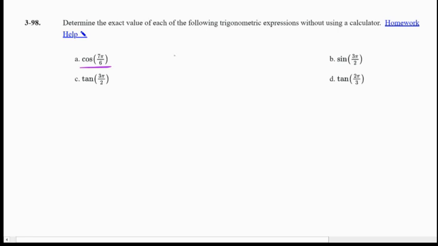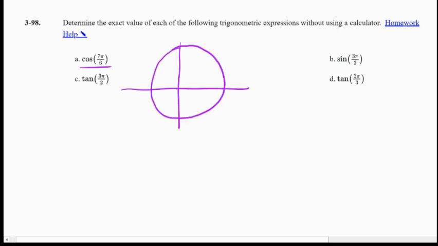So for the first one here, I need to sketch 7 pi over 6, which is right about here, because it's pi over 6 more, or a sixth more than half the circle. So cosine is the x value. Since I'm going to the left here, I know it's going to be negative. And since this x value is the long side, I'm going to call that negative root 3 over 2.